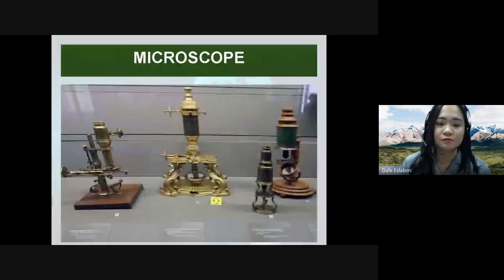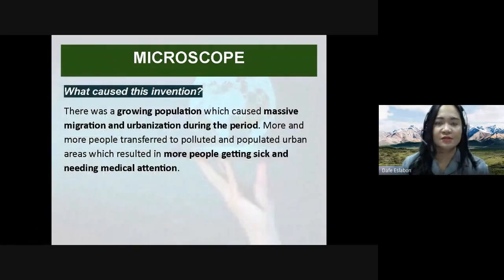And the second invention in the medieval ages was the microscope. So what was the driving force of the invention of the microscope? Way back during the medieval period, there was a growing population which caused massive migration and urbanization. More and more people transferred to polluted and populated urban areas, which resulted in more people getting sick and needing medical attention.